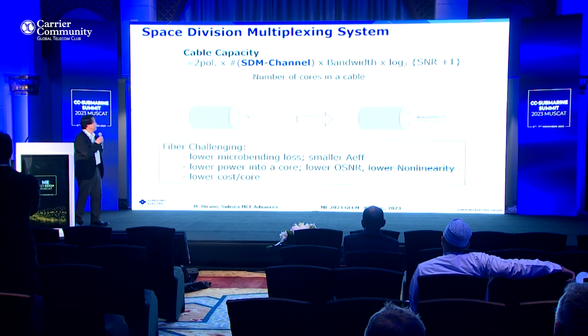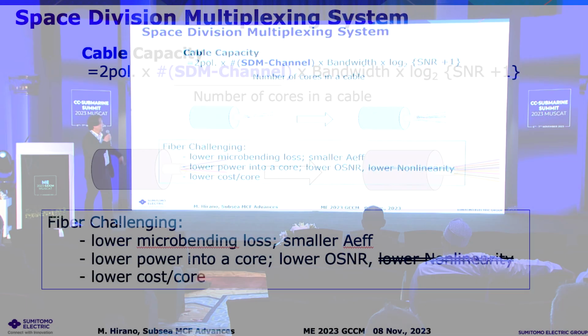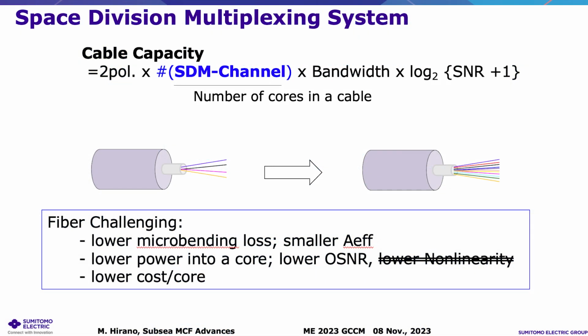So what is SDM? You may know very well. This equation is Shannon's equation: the transmission capacity is the product of the bandwidth by the log2 of SNR. And for the cable capacity, the product of the channels. So two polarizations, the X polarization and Y polarization, polarization division multiplexing. And the second term is the SDM channel. This means the number of cores in a single cable.